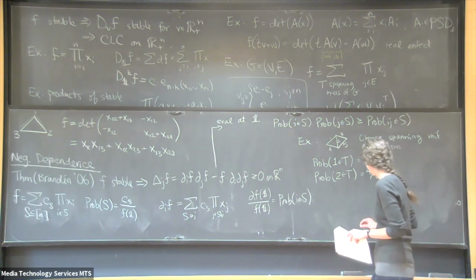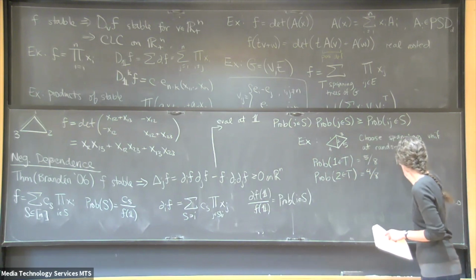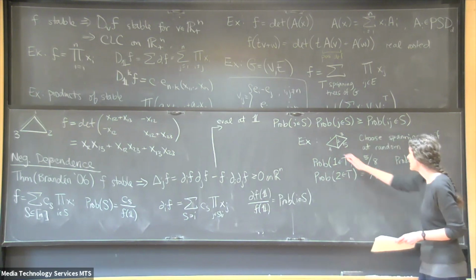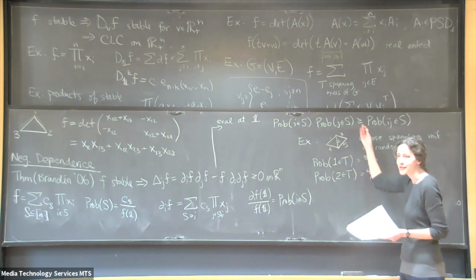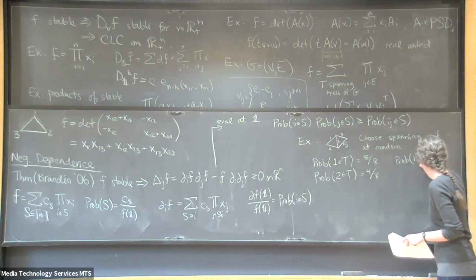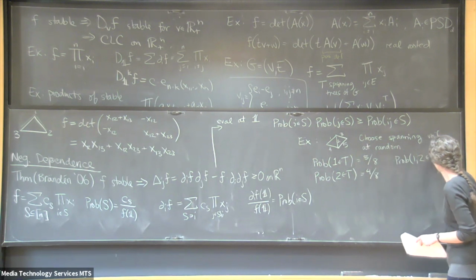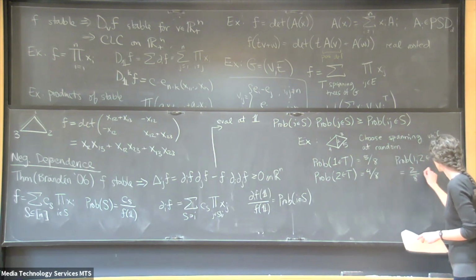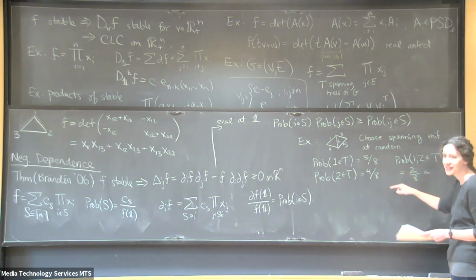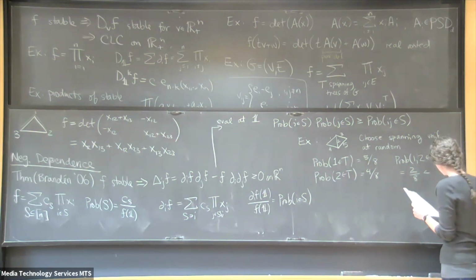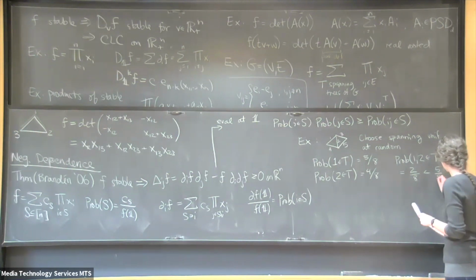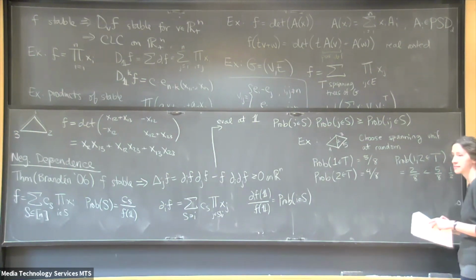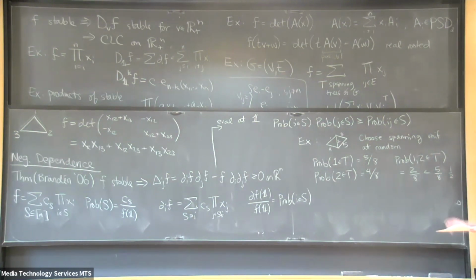Check. And if I look at the probability that both show up, I can either add edge 5 or edge 3, right? The probability that both 1 and 2 show up is 2 out of 8, which is less than the product of these. So that's what this says.